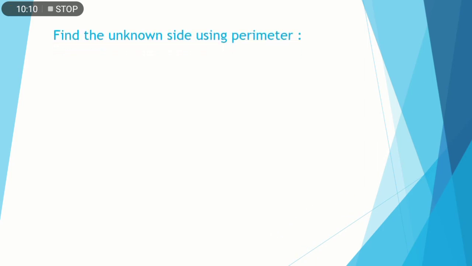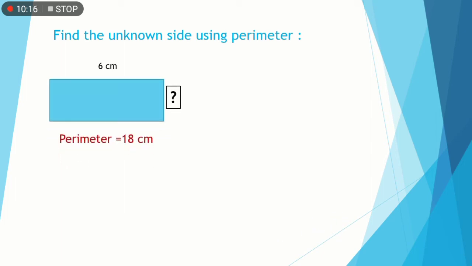Find the unknown side using perimeter. How can I get the missing side now? If I have a rectangle, I will take the perimeter at first, divide it by 2. The first step to get the missing side, take the perimeter divided by 2. It will be 18 divided by 2 equal, excellent, 9.